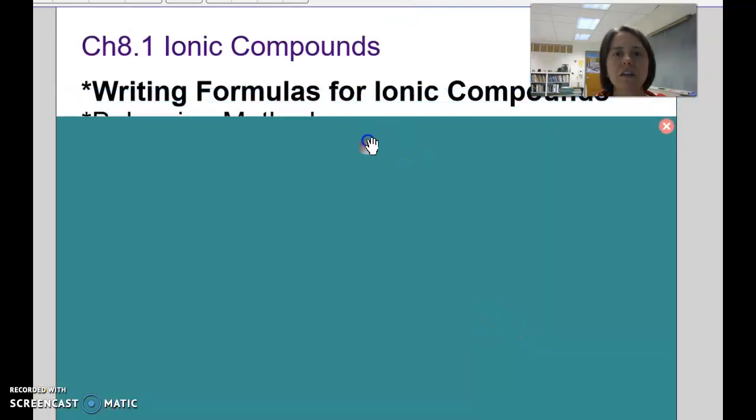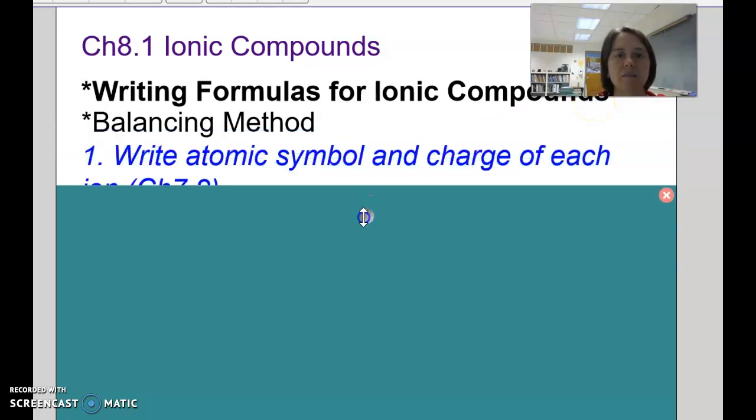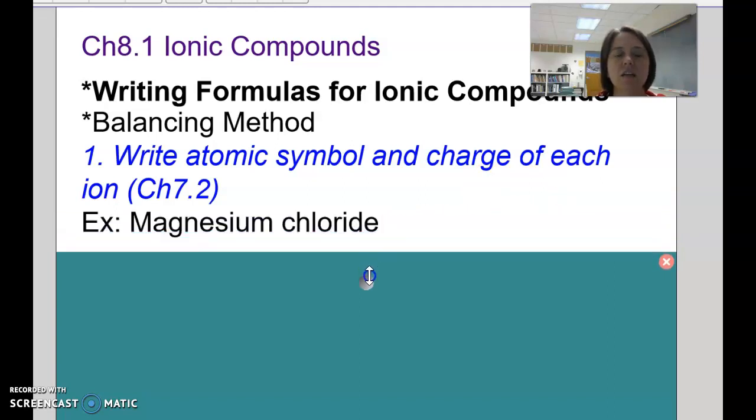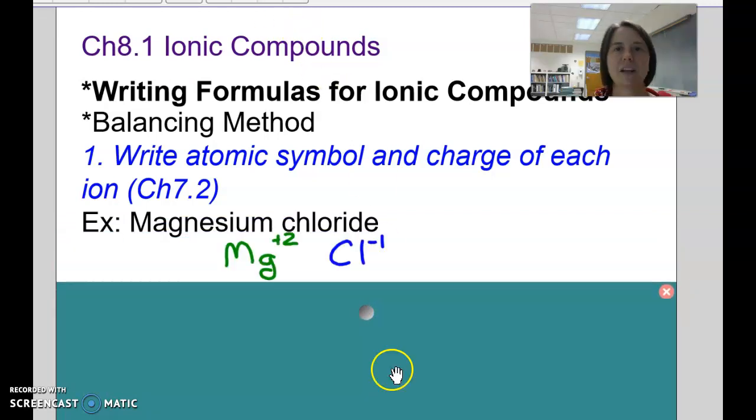Another important thing to be able to do in 8.1 is to write formulas for ionic compounds. And we're going to go through the balancing method. So the first thing we're going to do, and this is a review from 7.2, so you may write the stuff in blue, or you don't have to, is you write the atomic symbol and charge of each ion. So let's talk about magnesium chloride. So we know that magnesium is Mg, and it forms a +2 ion, and chlorine is Cl, and it forms a -1 ion.